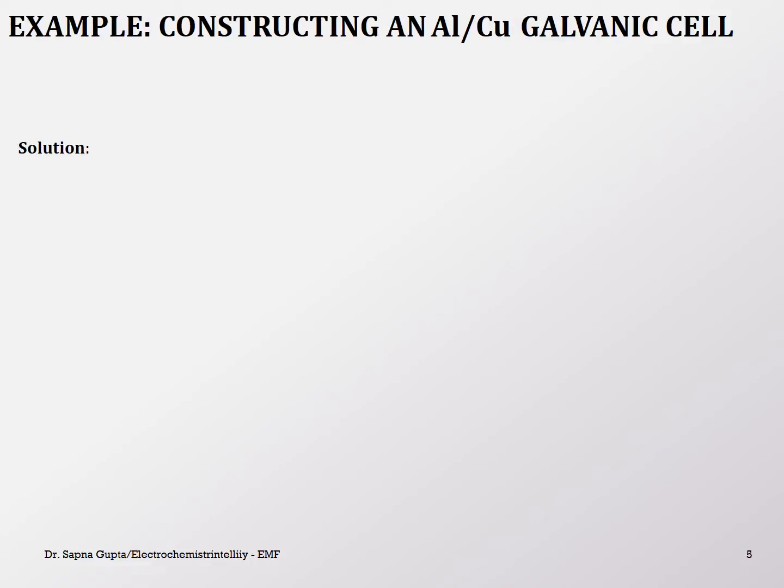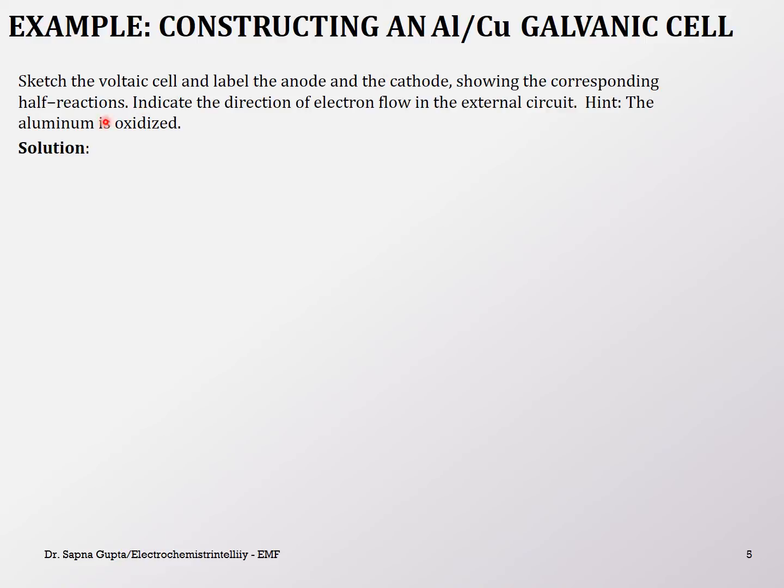So let's look at now how to make a galvanic cell. So in this one, we'll be making one from aluminum and copper. So our question is, sketch the voltaic cell and label the anode and the cathode, showing the corresponding half reactions. Indicate the direction of electron flow in the external circuit.